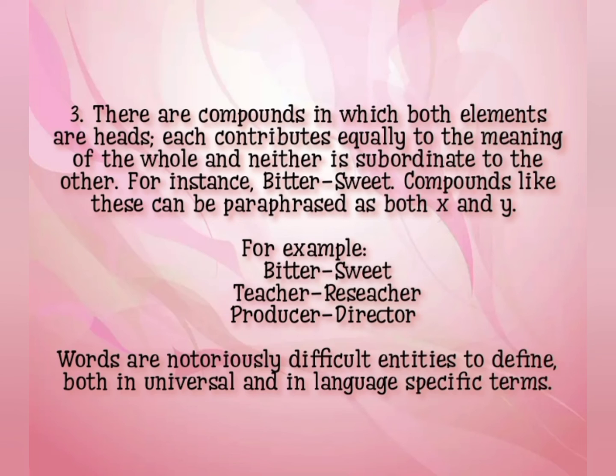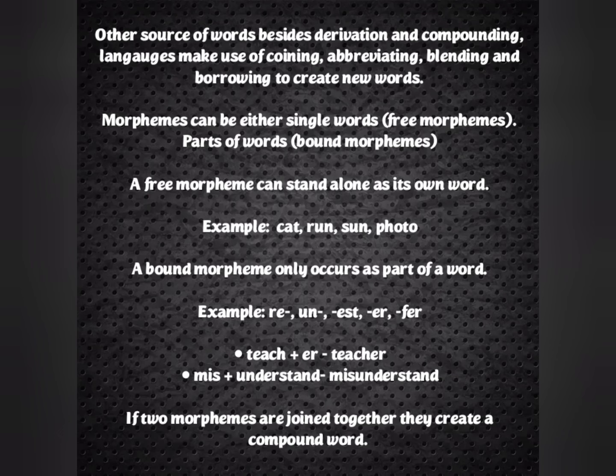Words are notoriously difficult entities to define, both in universal and in language-specific terms. Other sources of words besides derivation and compounding are coining, abbreviating, blending, and borrowing, which languages make use of to create new words. Morphemes can be either single words, free morphemes, or parts of words, bound morphemes. A free morpheme can stand alone as its own word. For example, cat, one, sun, photo. A bound morpheme only occurs as a part of a word.